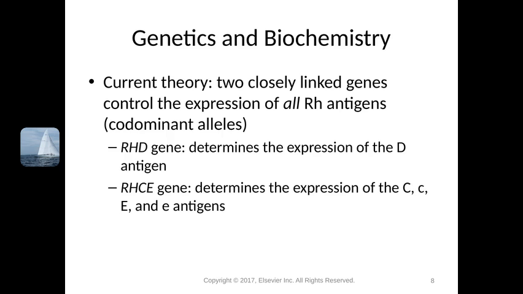The RhCE gene tells us whether we have big C, little c, big E, and little e. All of these upper and lowercase letters indicate antigens. We will inherit a combination of capital C, capital E, little e. I know when you're first reading it, you're like, what? That just means they use these letters to name the antigens on the red blood cells. That is all, believe it or not.